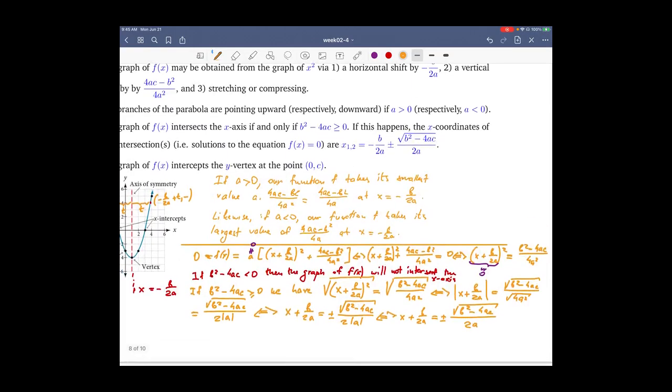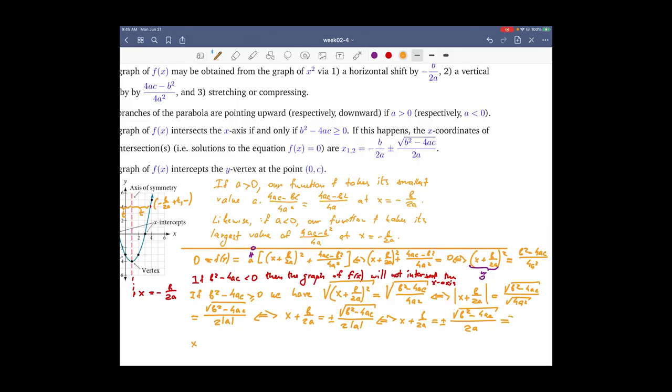And finally, we end up with the well-known formula. When you move b over 2a to the other side, we have that x equals negative b plus or minus root b squared minus 4ac over 2a, provided, of course, that b squared minus 4ac is non-negative.